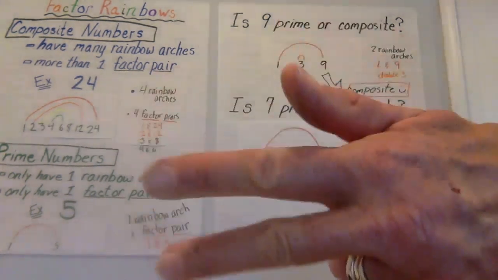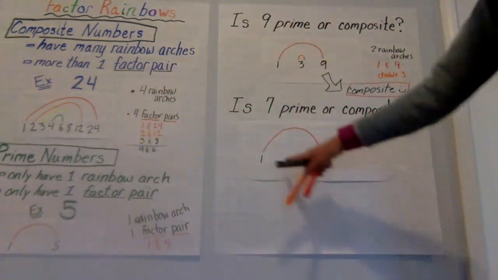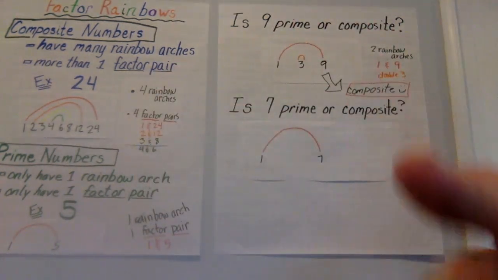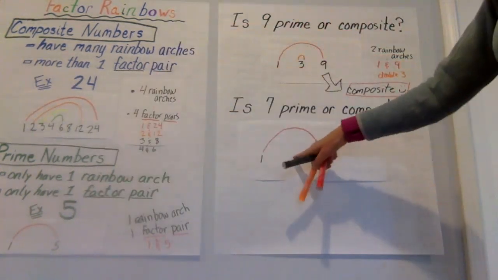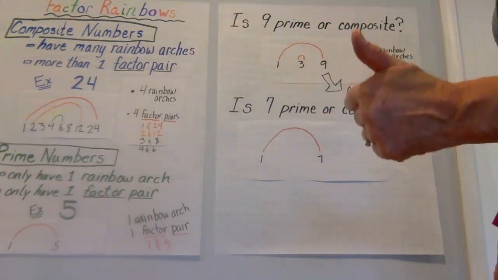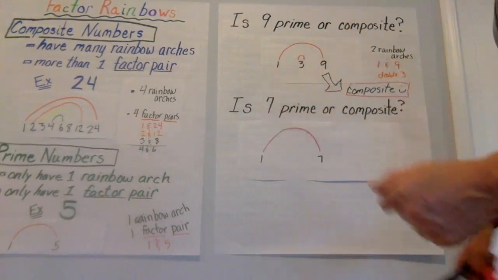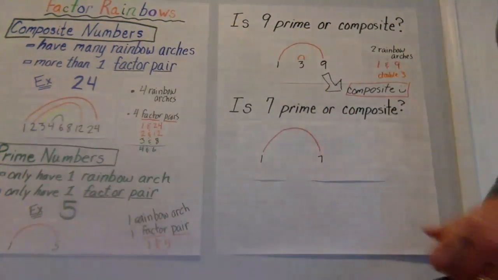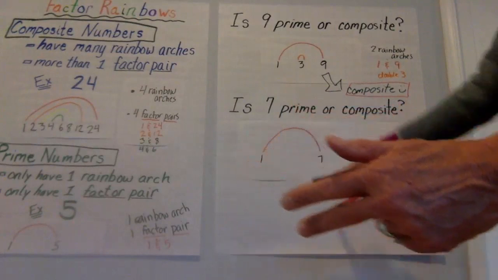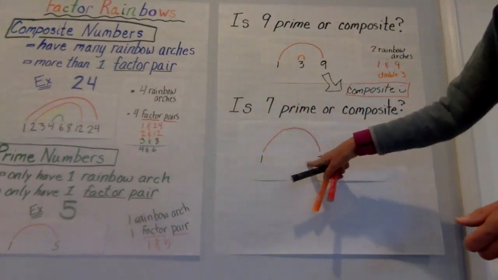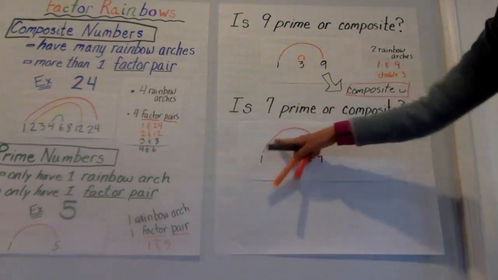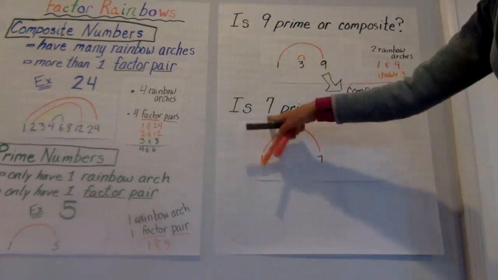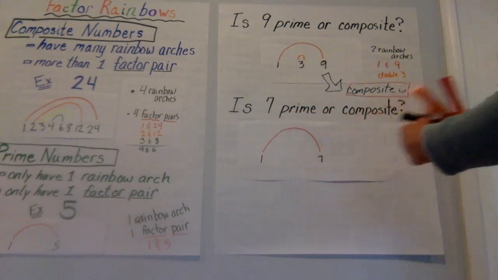2, 4, 6, 8. Not a factor. Now I'm going to try 3. 3, 6, 9. Not a factor. Now I'm going to try 4. 4, 8, 12. Not a factor. Now I'm going to try 5. 5, 10, 15. Not a factor. Now I'm going to try 6. 6, 12. So the only factors of 7 are 1 and 7.